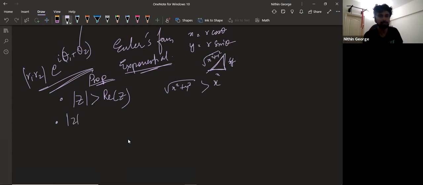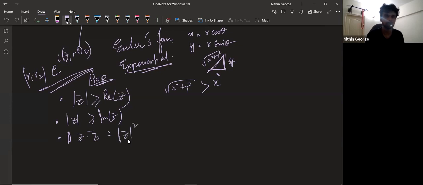Similarly, you can say mod of z is greater than the imaginary part of z. Is this clear? Greater than or equal to, because the other part can be 0. Don't forget. Then we also learned that z into conjugate of z is mod z square. One is x plus iy, the other is x minus iy. You multiply both of them, you get x square plus y square, which is mod z square.